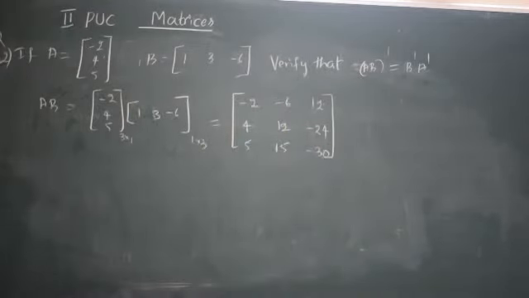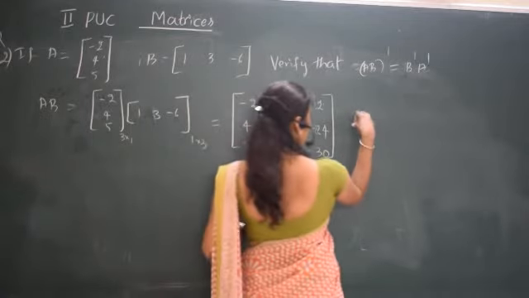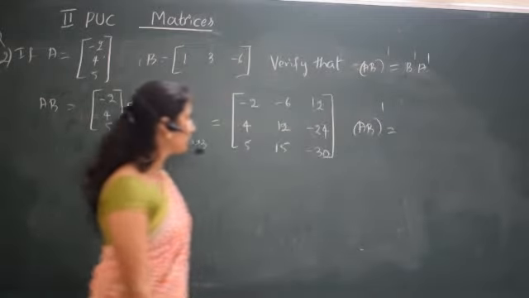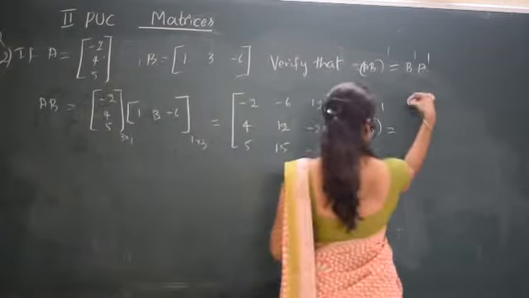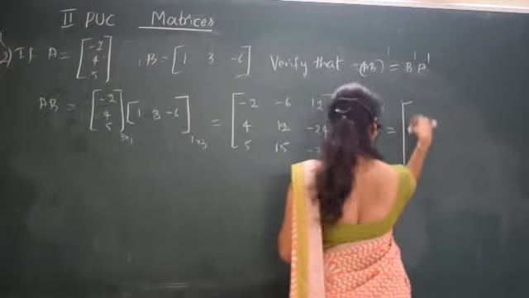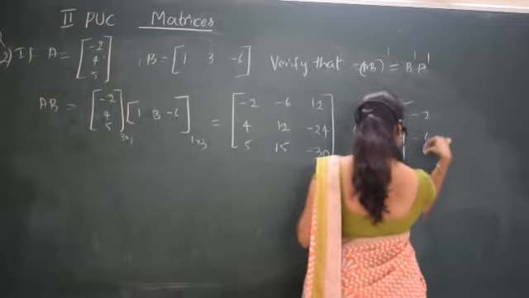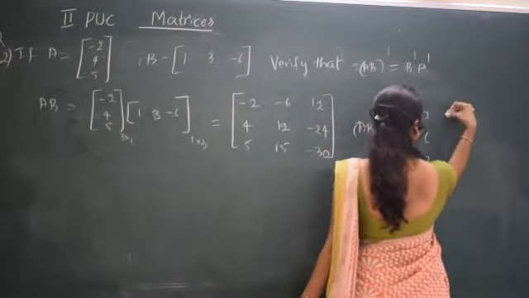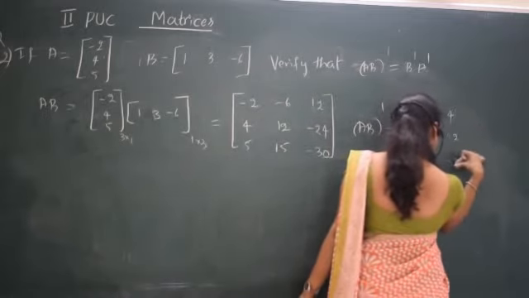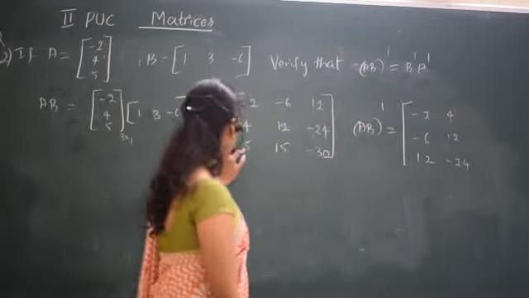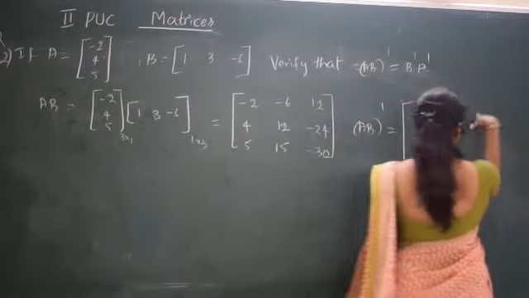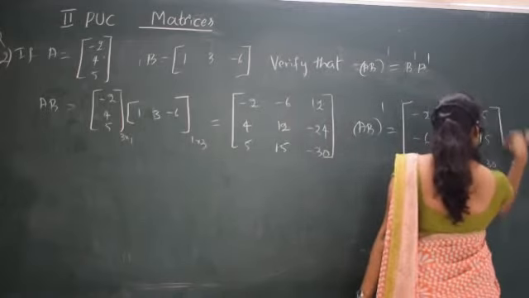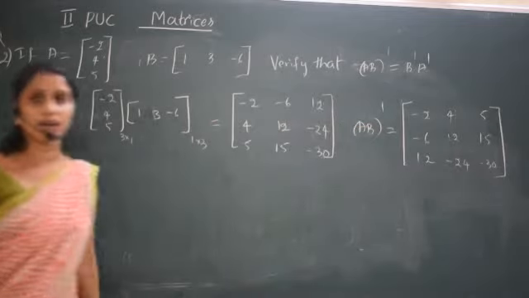Next we have to calculate AB whole transpose, by interchanging rows and columns. So I can write this matrix as minus 2, minus 6, 12; 4, 12, minus 24; 5, 15, minus 30. Hmm, so this is AB whole transpose.